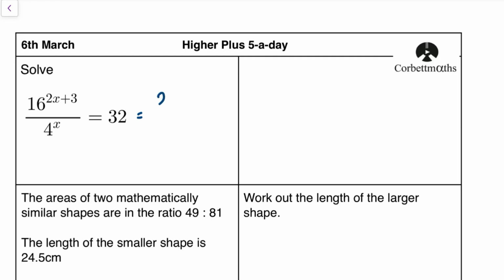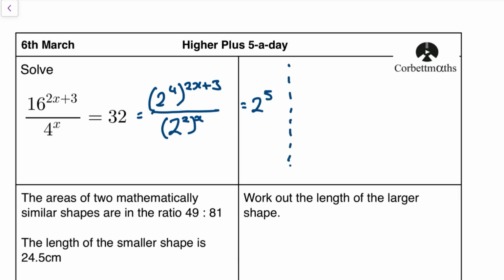So 16 is the same as 2 to the power of 4, and I'm doing that to the power of 2x plus 3. And 4 to the x is the same as 2 to the power of 2 to the power of x, and 32 is the same as 2 to the power of 5. Okay, so now we need to neaten this up. So the top, or the left-hand side, is going to be 2.